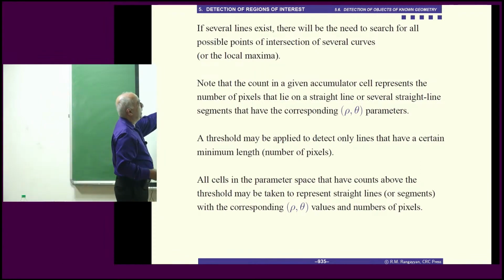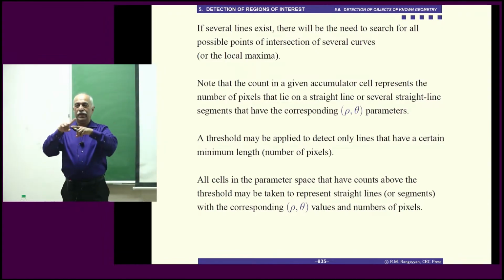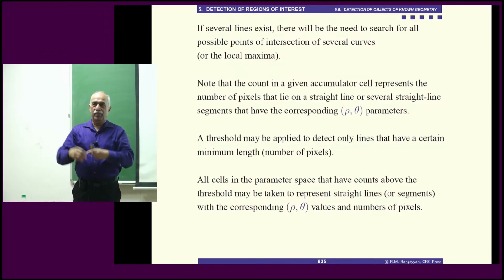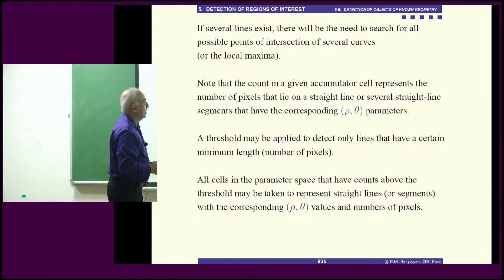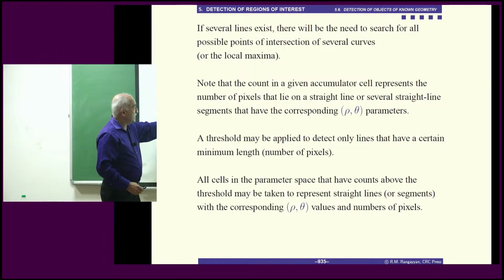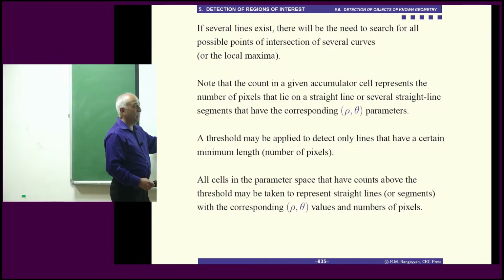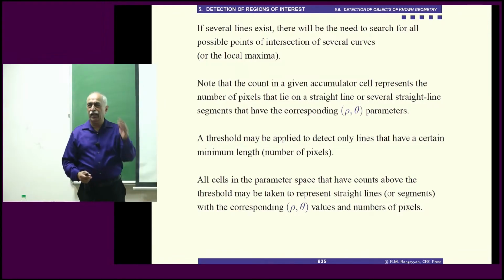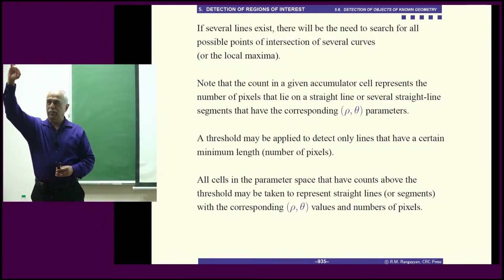A threshold may be applied to detect only lines that have a certain minimum length. The number of pixels will be the value of that peak in the Hough space. How many points satisfy that equation for that line? A point is a pixel. How many pixels lie on that line? So all cells in the parameter space that have counts above the threshold may be taken to represent straight lines or pieces of straight lines with the corresponding rho theta values and numbers of pixels. Sometimes a line may be broken, and you get multiple segments.